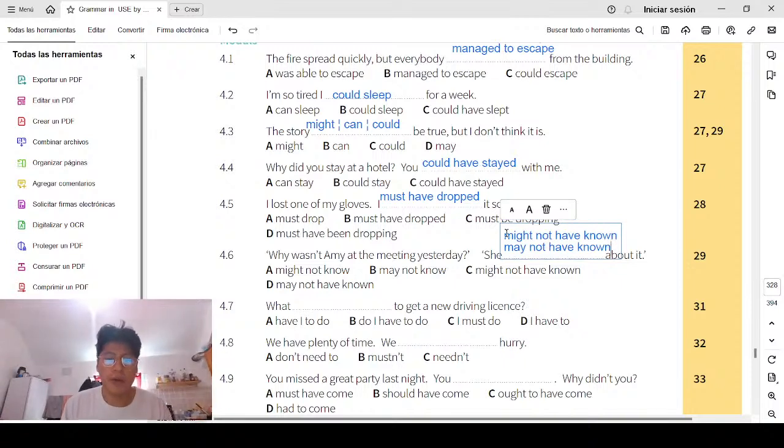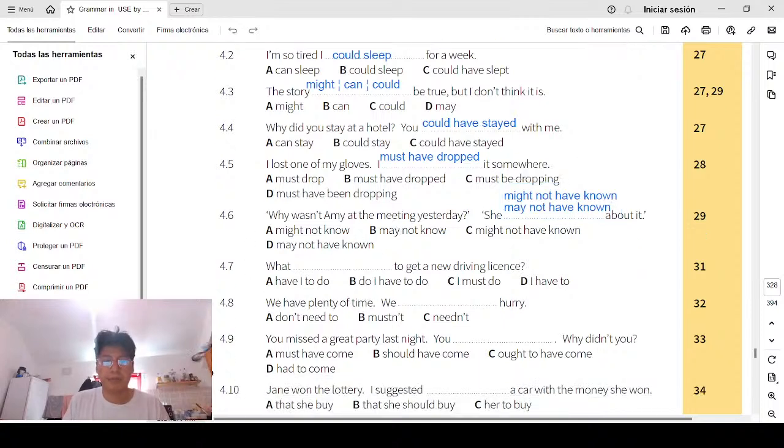So in that case, we're talking about the possibility that happened in the past, right? So remember, when we're talking about any kind of modal and you want to make reference to the past, you have to use have and a past participle, right? And then, the negative form for might and may, you have to put not. It's not like shouldn't, right? That's different.